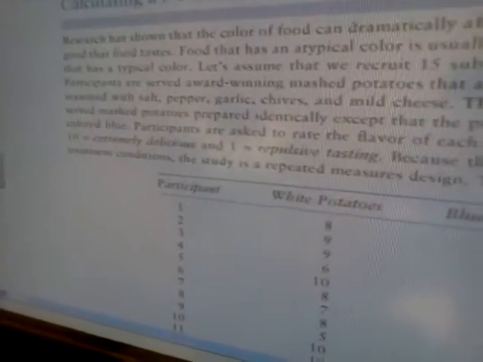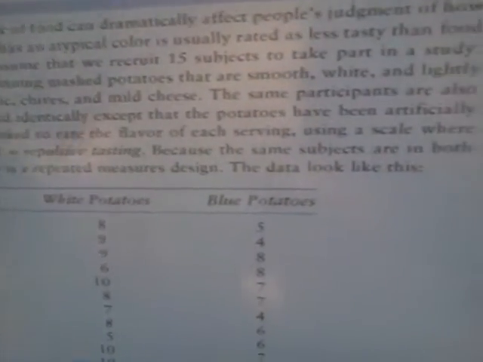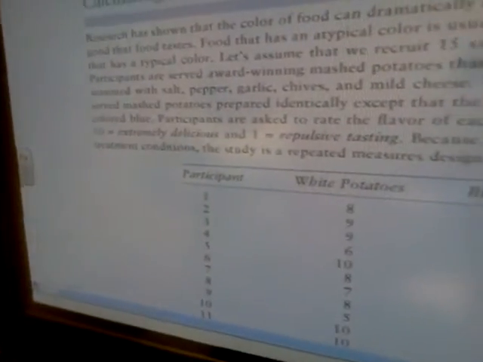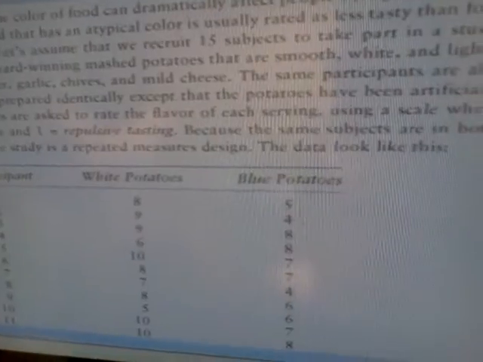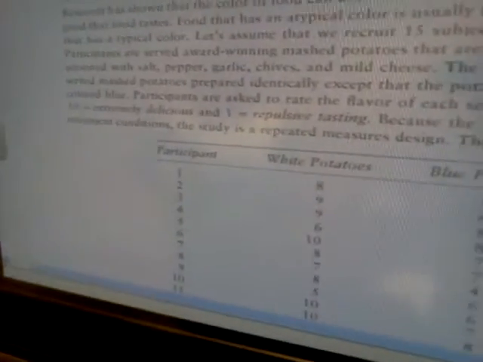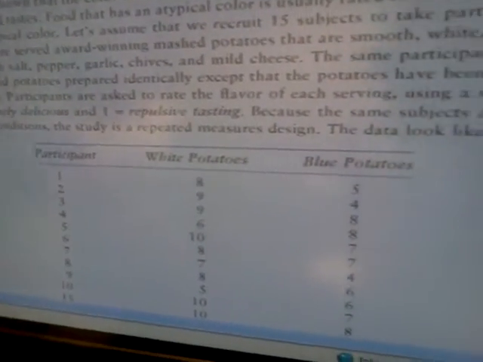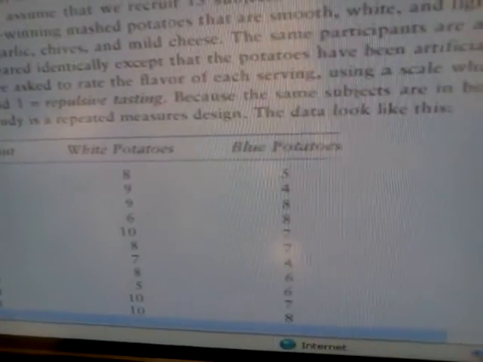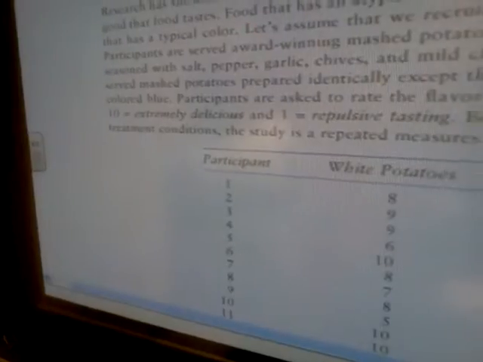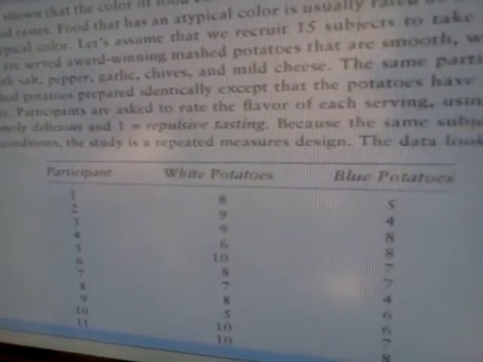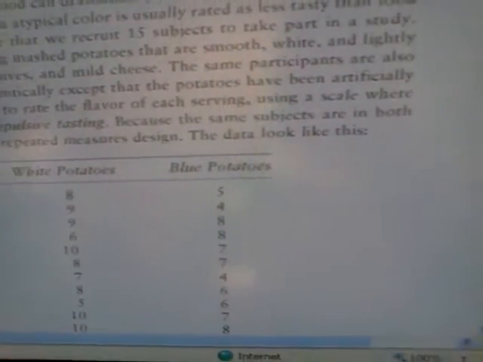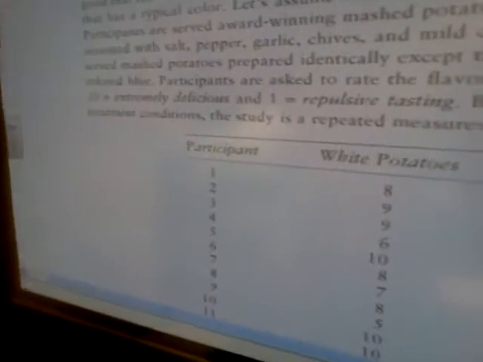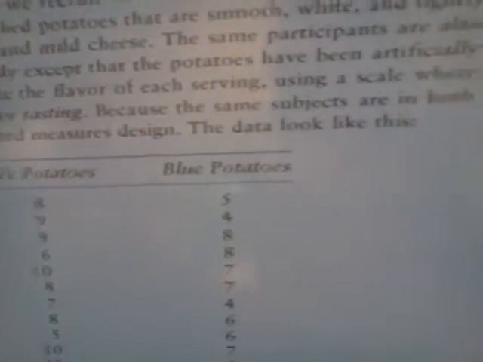Participants are served award-winning mashed potatoes that are smooth, white, and lightly seasoned with salt, pepper, garlic, chives, and mild cheese. The same participants are also served mashed potatoes prepared identically, except the potatoes have been artificially colored blue. Participants are asked to rate the flavor of each serving using a scale where 10 equals extremely delicious and 1 equals repulsive tasting. Because the same subjects are in both treatment conditions, the study is repeated measures designed. The data looks like this.